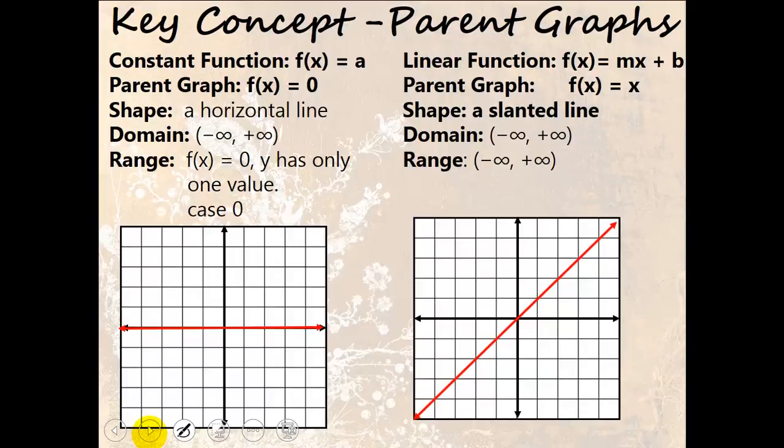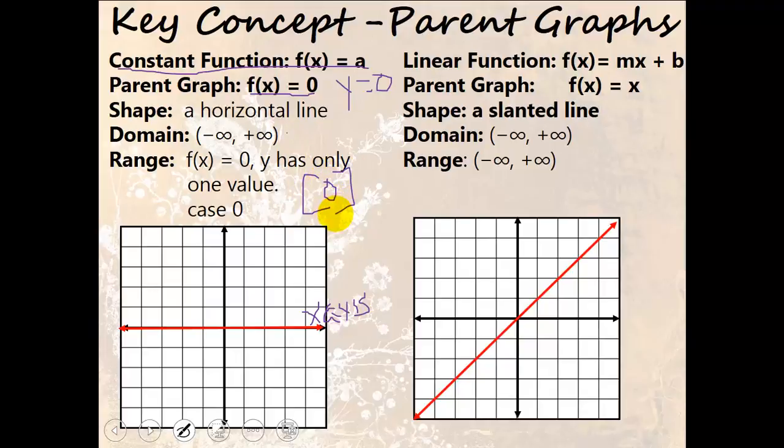So let's look at the graphs first. The constant function, f of x equals a. A is just a number, so that's y equals 5, y equals negative 2. The parent graph is y equals 0. It's a horizontal line. This one is also the x-axis. The domain is negative infinity to positive infinity, and the range is just simply 0 for this one, okay?